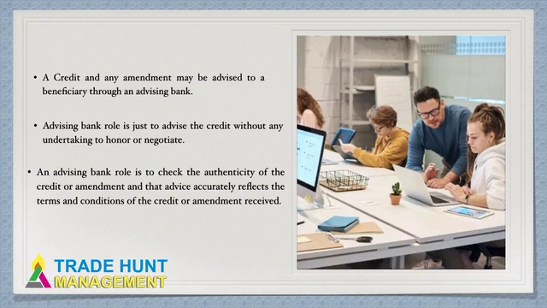Now, a credit and any amendment may be advised to the beneficiary through an advising bank. There is not a compulsion that every LC should have an advising bank. Sometimes the issuing bank can issue an LC directly to a beneficiary without the need for an advising bank also. That is also possible, okay? Whenever an advising bank is there, they will check the authenticity of the LC and the workability which we discussed previously, and they will advise. The advising bank's role is just to advise the credit without any undertaking to honor or negotiate.